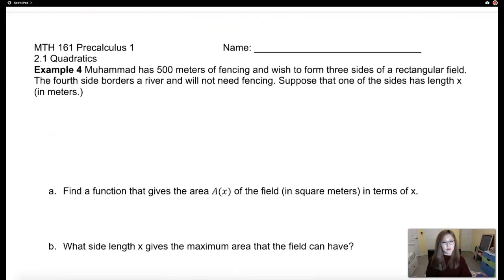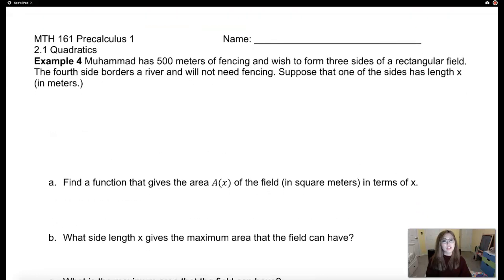Alright, so this is going to be the last lesson video for section 2.1. Let's look at a couple more advanced word problems. Example 4: Mohammed has 500 meters of fencing. He has a little more than Lorenzo. And wishes to form three sides of a rectangular field. A rectangle has 4 sides, so what is he doing?